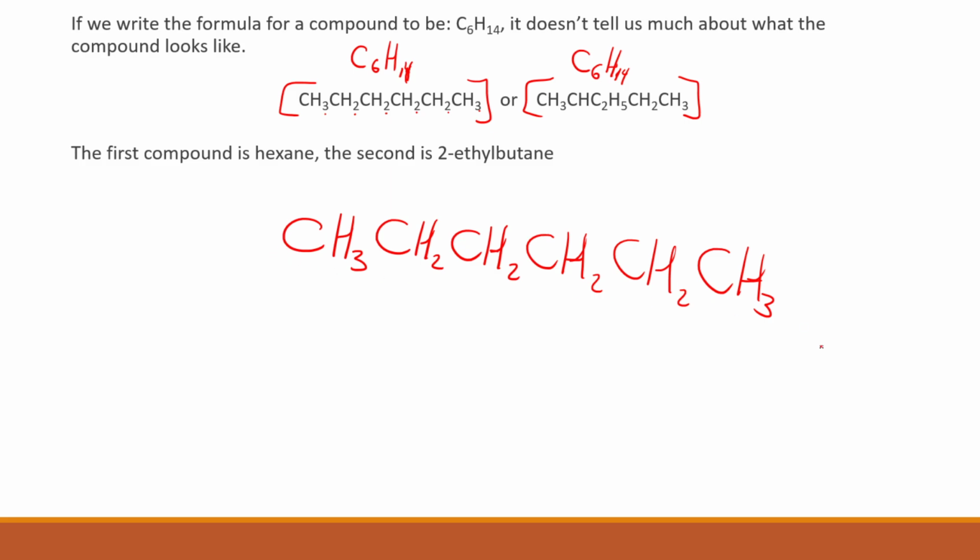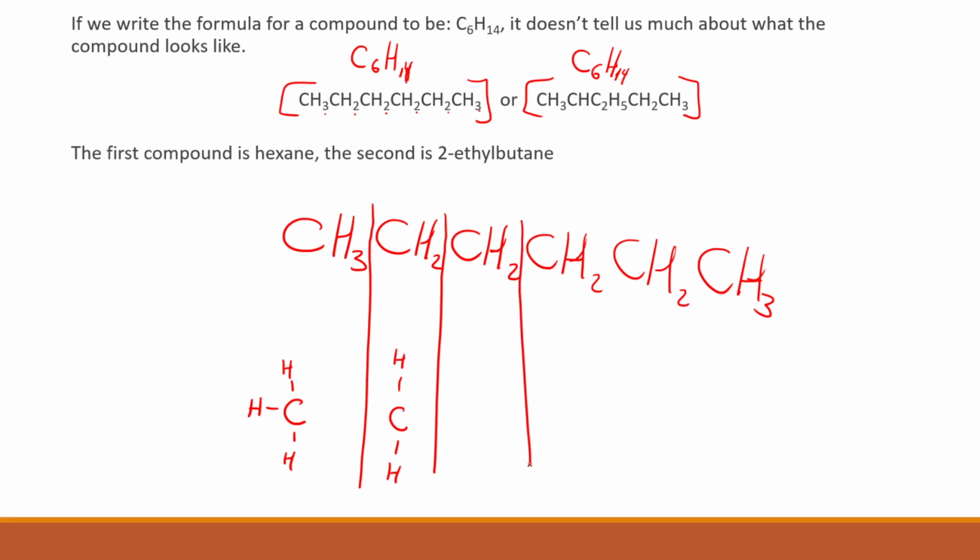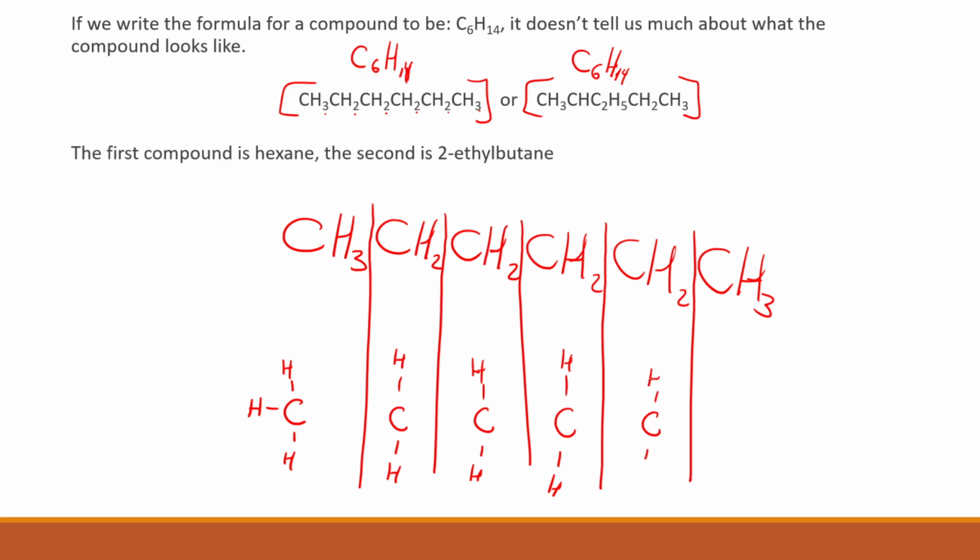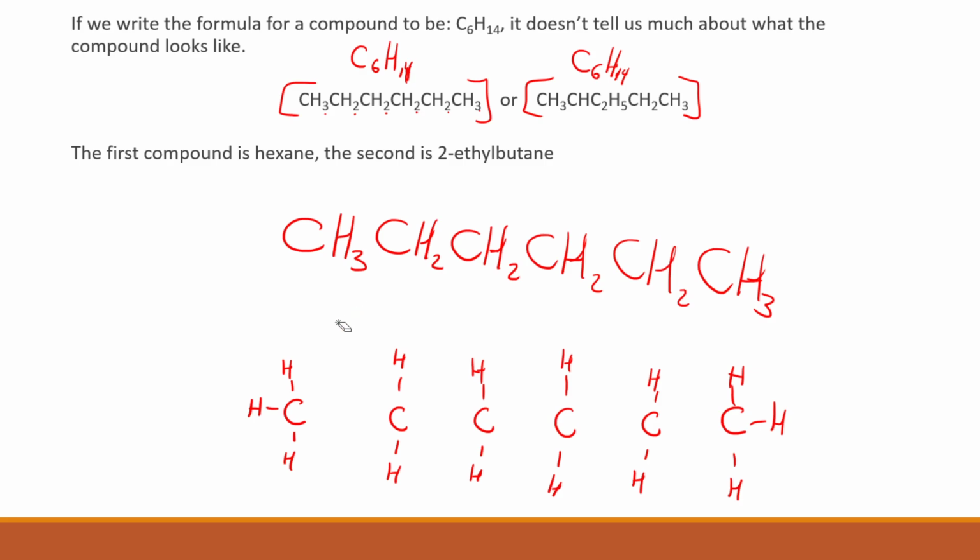I'm going to draw it from left to right exactly the way they tell me to. I'm going to have a C connected to 3 H's. I'm going to have a C connected to 2 H's. I will have a C connected to 2 H's. I will have a C connected to 2 H's. I will have a C connected to 2 H's. And I will have a C connected to 3 H's. That's all of my pieces. That's all 6 of my C's and 14 of my H's.